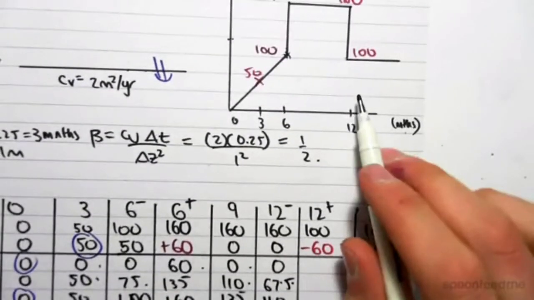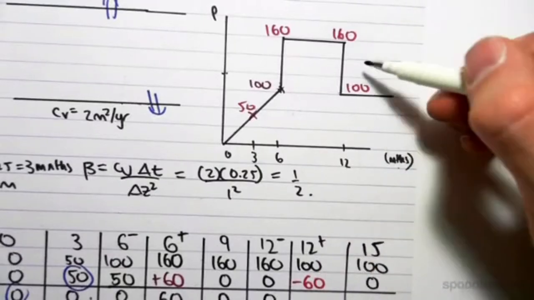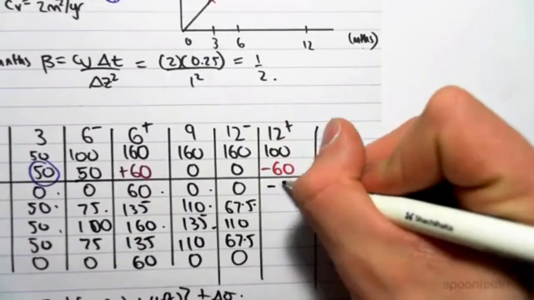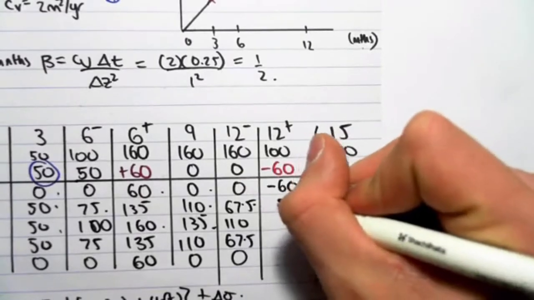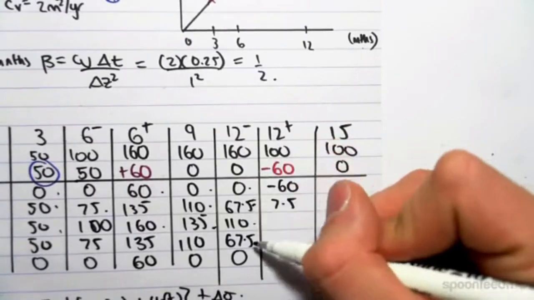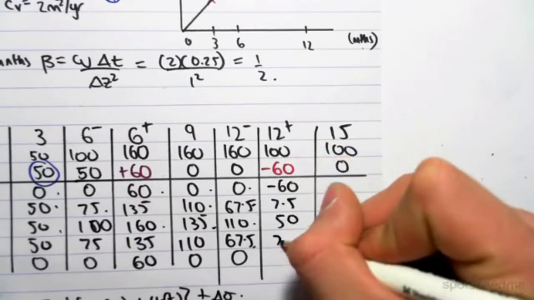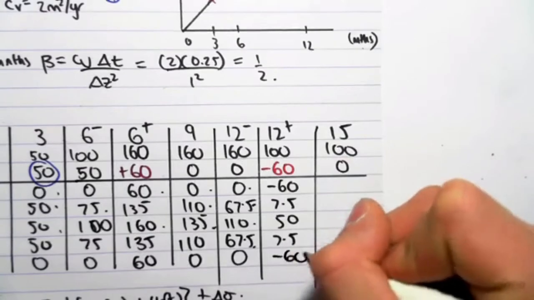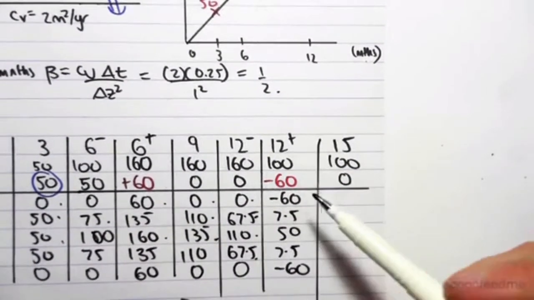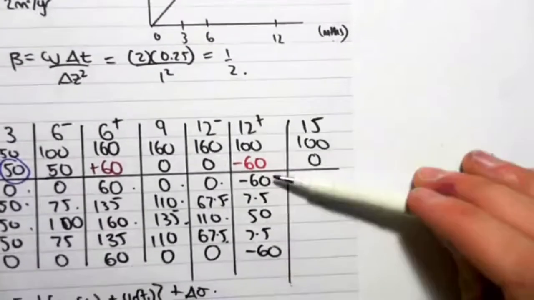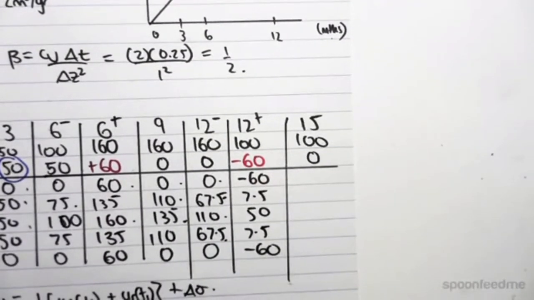Now, at 12 positive, at a point just after 12, it's reduced from 160 to 100. So we're going to just subtract 60 from every point. So we just take every single value in this column and subtract 60 from it. So we get these values here. So once again, because there's an abrupt change, at that point in time, at 12 plus, the entire layer feels that stress change.